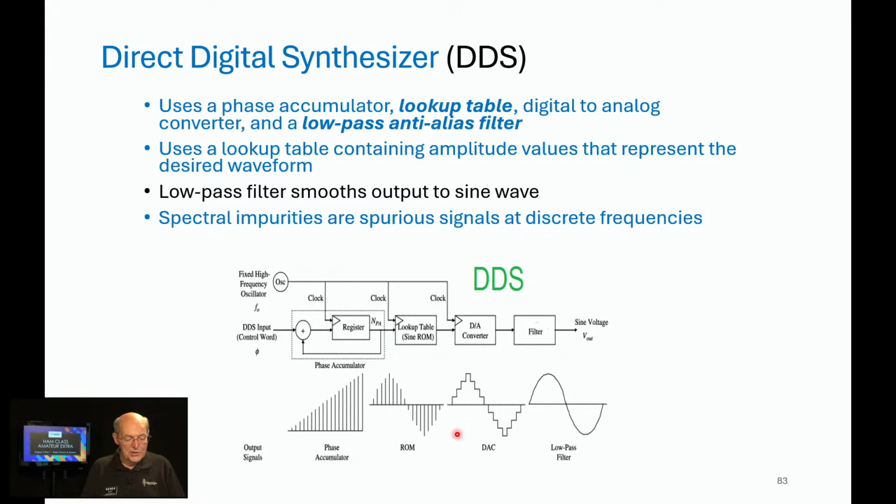And then we've got all of this jagged stuff going on here, which would be bad. It would be loaded with harmonics, noise. So spectral impurities, or the low-pass filter, smooths out the output to a pure sine wave. Here's a jagged sine wave, and then a filter makes it smooth. Spectral impurities are spurious signals at discrete frequencies. You can see that we got all kinds of funny things going on here.